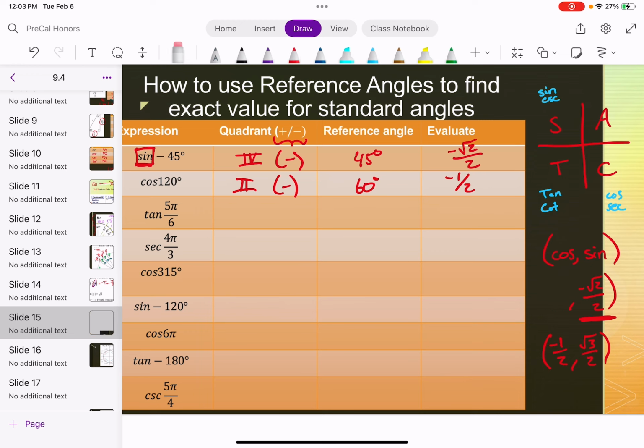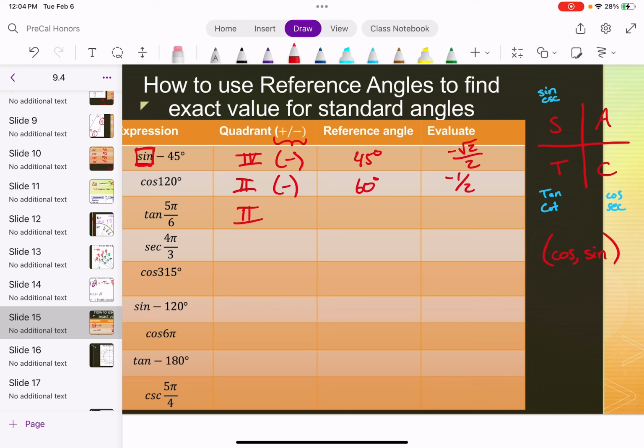Now remember, this is coming mainly off of your unit circle and knowing exactly where that point ends up being. We're going to go ahead to the next problem. We have the tangent of 5 pi over 6. Let's first start off with what quadrant? So 5 pi over 6 would be in quadrant 2.